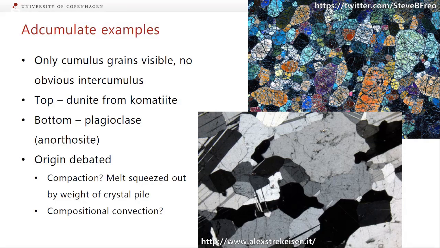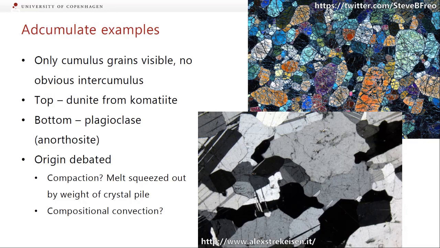At the bottom, there's a plagioclase adcumulate, and this is a special type of rock called an anorthosite. They're called that from anorthite, the calcium end member of plagioclase. When it's basically pure plagioclase, you call it an anorthosite. There's a lot of debate about the origin of adcumulates, and I don't think we're going to go into it too much, but I just want you to be aware of this.